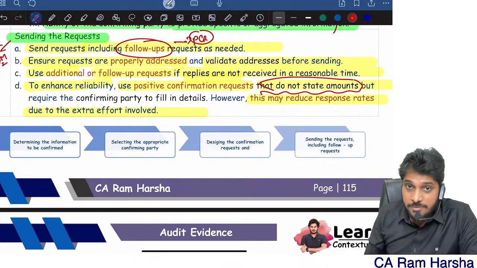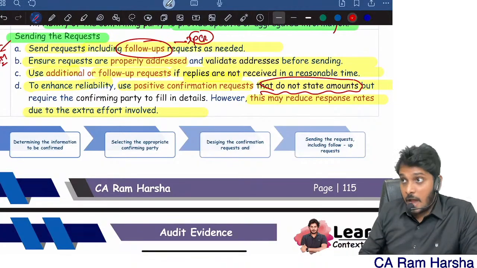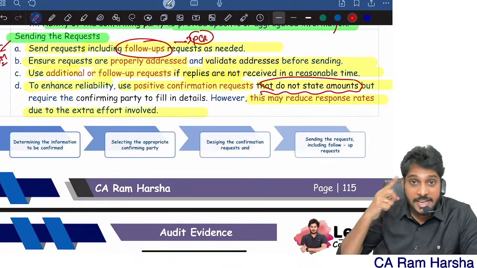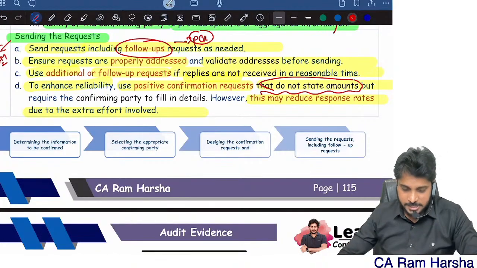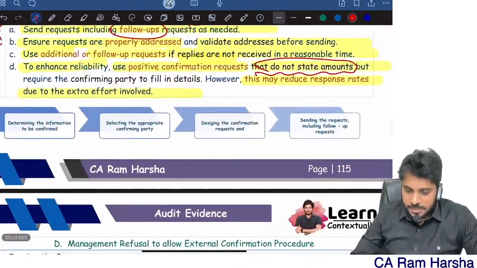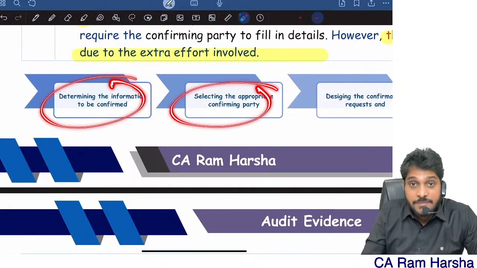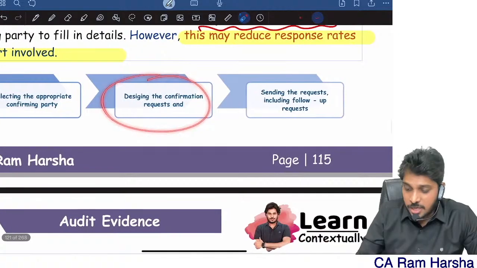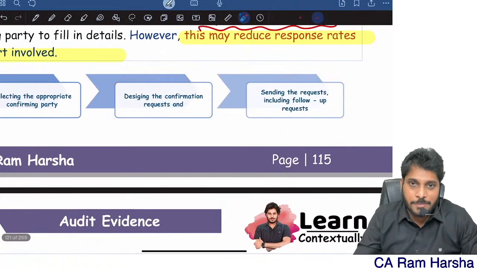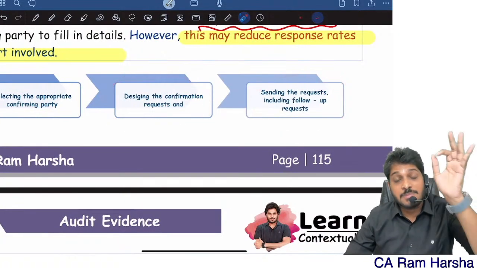Some third parties feel, if I put a wrong amount, the company will pay a lesser amount to me. Like that, they'll be having some fears. Next. So what is the procedure? Very simple. First, determine the information. Identify the appropriate confirming party. Design the request. Send the request, including the follow-up request. Over. This is the external confirmation procedure.